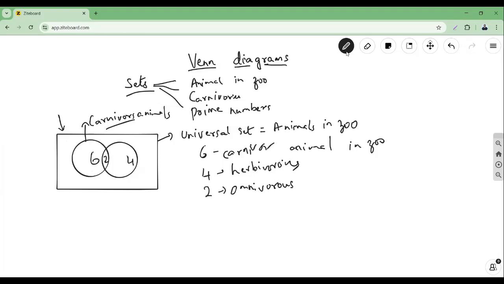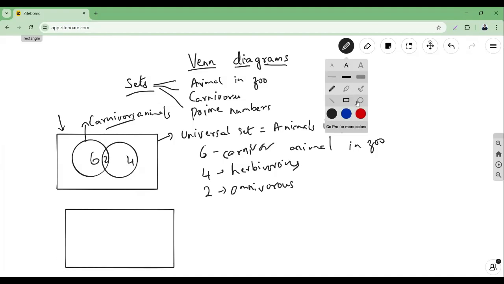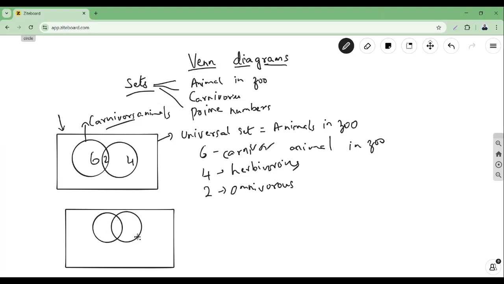Now, let's take a situation and draw the Venn diagram. I'm going to draw the circles and tell you what the meanings are, and then you can tell me whatever I'm seeking.